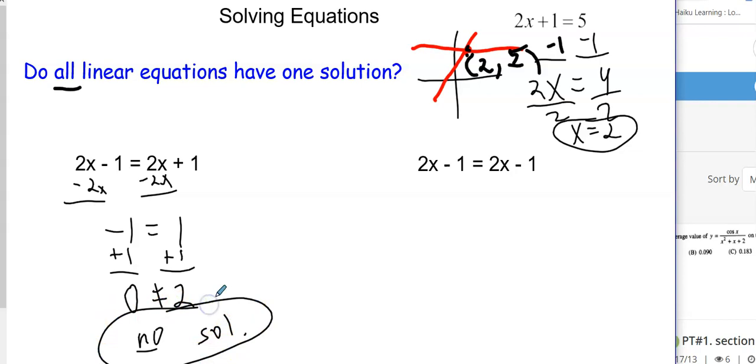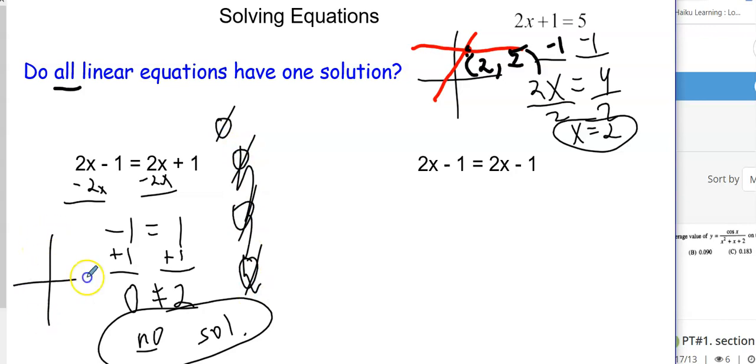So the empty set, if you want to be cool, you could write it like this, like that, as the empty set. So no solution on that one. If you look at this graphically, you'd have two lines that have a slope of 2, one with a positive y-intercept and one with a negative. They would be parallel lines.